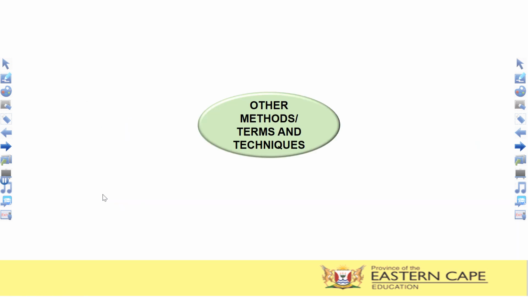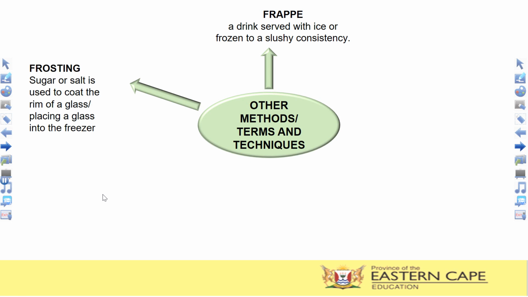There are other methods, or we can call them terms, and sometimes they are also called techniques, that you can use when you're making your cocktails or your mocktails. Frappe: this is when a drink is served with ice, or the drink is frozen to a slushy consistency, almost like a sorbet. Frosting: this is when you coat the rim of the glass with sugar or salt. It can also refer to placing a glass into the freezer.